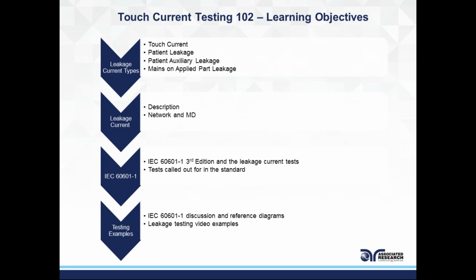Now, when we say standards, the main standard medical equipment manufacturers have to follow is 60601-1. Currently, they're on the 3rd edition, and the standard actually lists out plenty of tests that need to be performed. The above-mentioned tests, touch current, patient leakage, patient auxiliary, mains and applied part, are all encompassed in what they call leakage current testing.